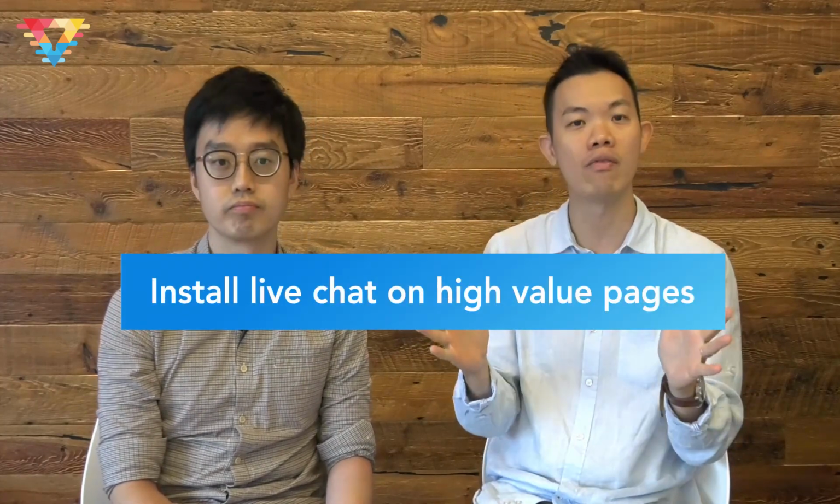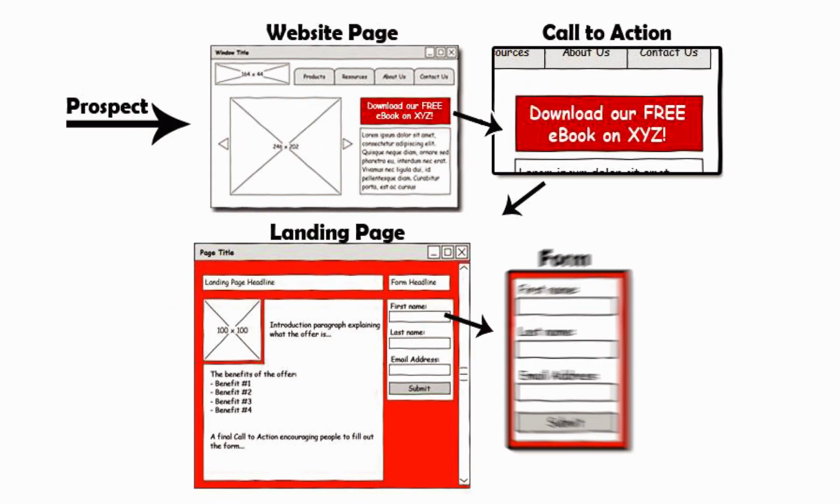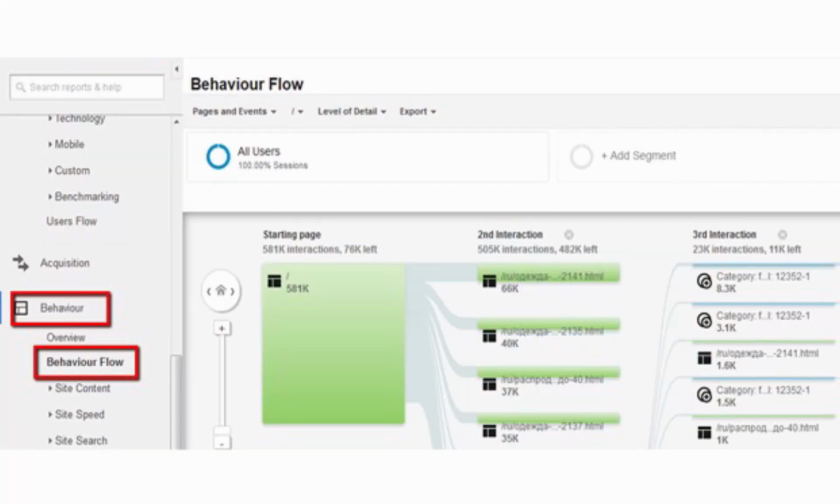But if you really want to make your live chat super effective, what you can do is look at your high value pages. So what are high value pages? In one of my earlier videos, I talked about looking at your visitors' top conversion paths. So what are the pages that they visit before they convert to become a lead, so that you have their data to contact them, right?